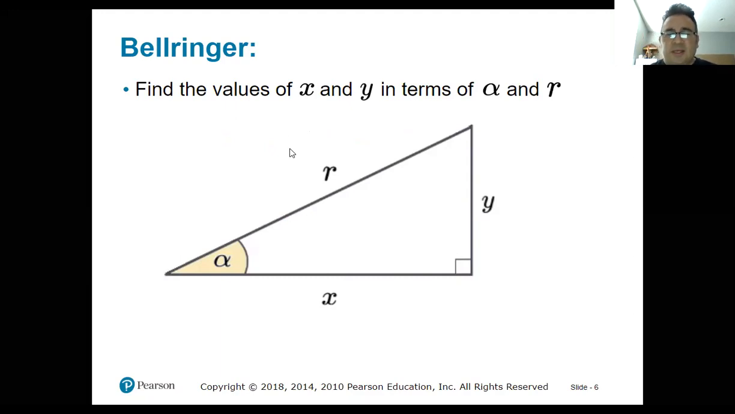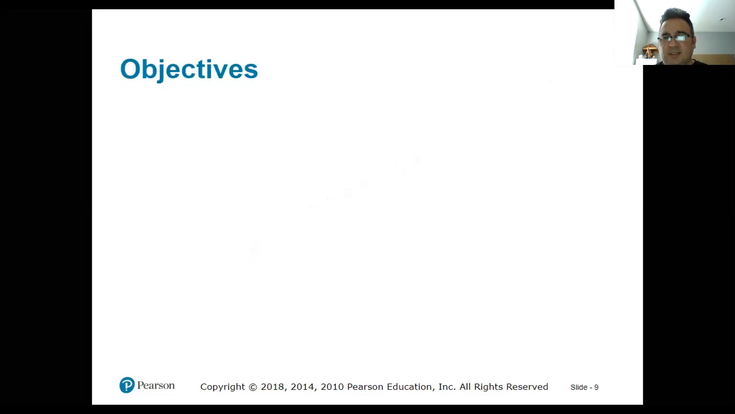So what would X be in that case? R cosine of alpha. There you go. Good job. Okay. R cosine alpha. Got the idea? All right. So for this section, this is what we are going to do. Our objectives.